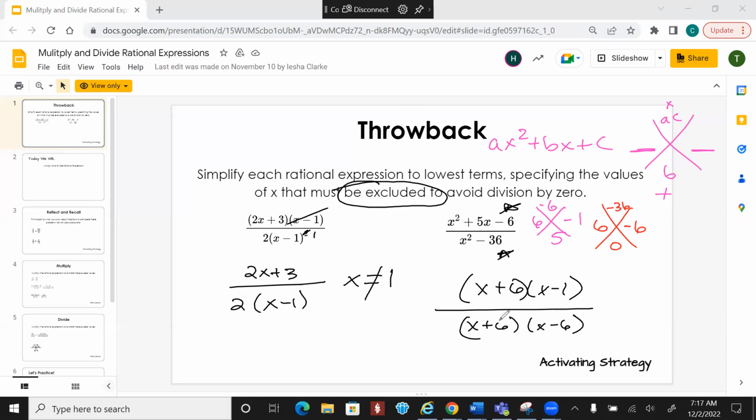Now, is there anything that we can cancel out? Yeah, that x plus 6. Okay, so we're left over with x minus 1 over x minus 6. And we're going to state the excluded value. So we're going to say, hey, x cannot equal anything that we crossed out and then anything that's in the denominator. So -6 and 6 we could not have.